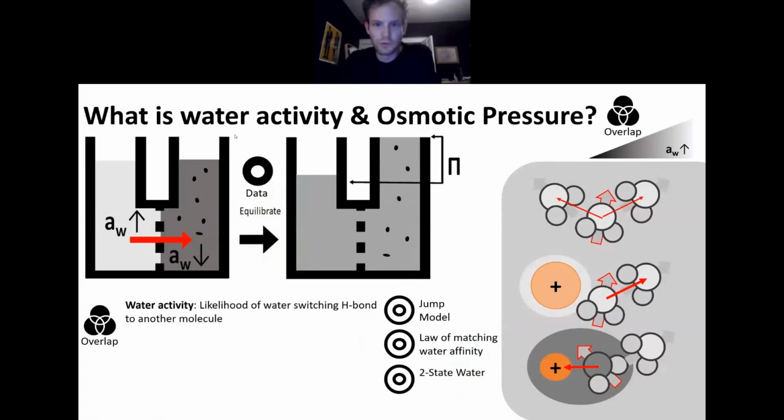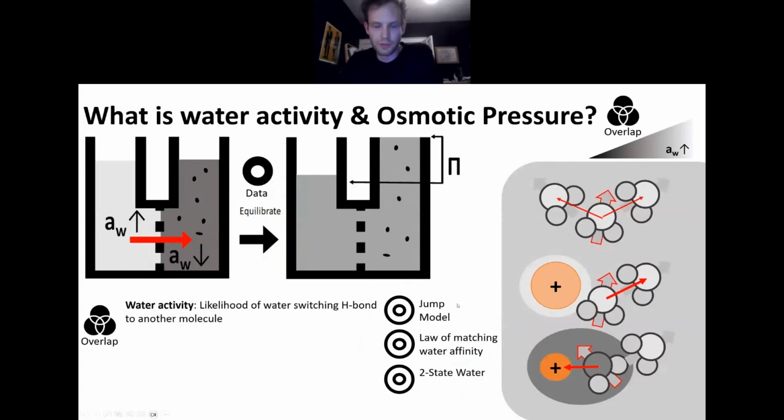So what I'm going to do then is pose my own definition that it's fine to refute: that water activity is the likelihood of water switching H bonds to another molecule. So kind of this same figure here, how likely are you to hydrogen bond? If you're a chaotrope, you're likely to hydrogen bond with another water molecule. If you're a cosmotrope, you're unlikely to bond with another water molecule. So lower activity, higher activity.